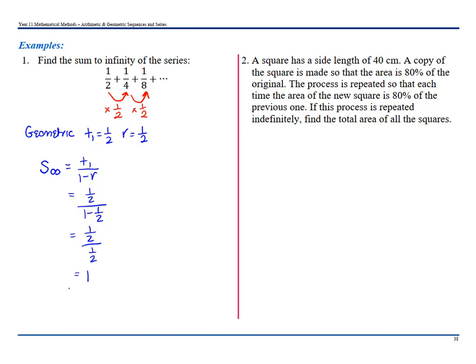The next one, a square has a side length of 40 centimetres. A copy of the square is made so that the area is 80% of the original. The process is repeated so that each time the area of the new square is 80% of the previous one. If the process is repeated indefinitely, find the total area of the squares. Okay, so when you're seeing this, total area of all the squares, you should be thinking of sum. When you see the word indefinitely, you should be thinking infinity or to infinity.